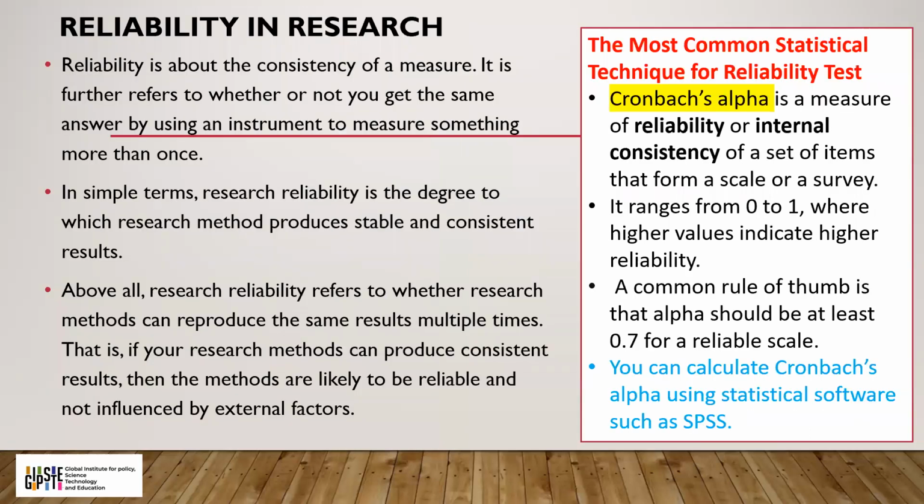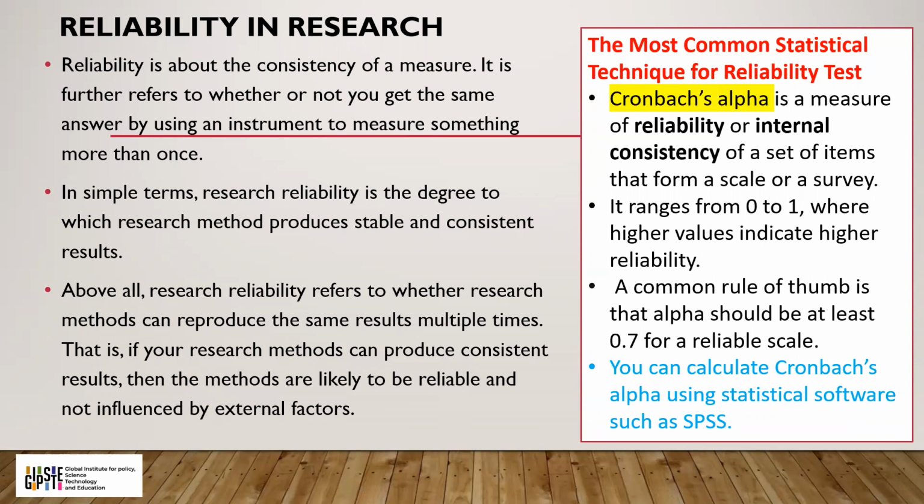Now, let's look at reliability in research. Now that we know what validity is about, the various forms and how we can assess validity, what is reliability? Reliability is about consistency of a measure. Consistency, underline that consistency. It refers to whether or not you get the same answer by using an instrument to measure something more than once. So it measures what is called consistency.